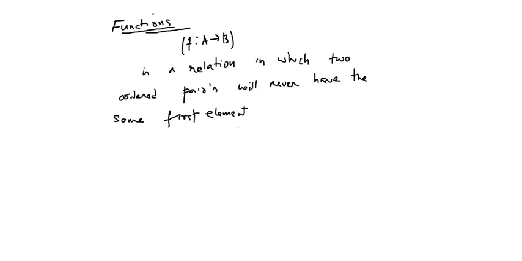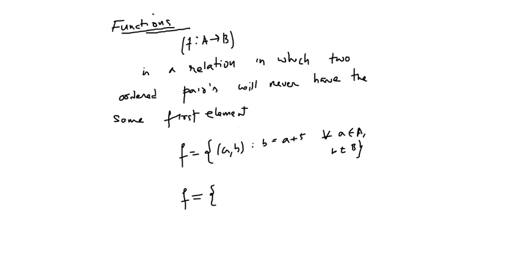For example, let us take this: f is equal to (a, b), such that b equals a plus 5 for all a element of A and b element of B. So what do you think it would be? So f will be what? A, let's say 1. So 1 plus 5 is 6. So this one would be (1, 6).